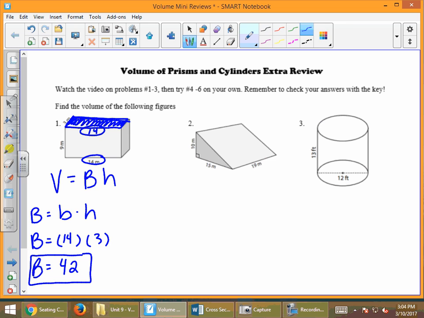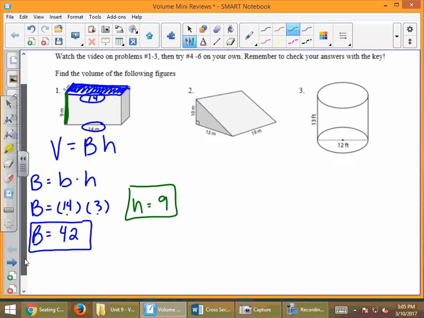Your second step is then to identify the height. Well, the height's what's connecting your two bases, and when it's a rectangular prism, we already multiplied 14 and 3 together. So we're done using those numbers. So you just have to look and see what other number did I not use yet, and that number is 9. So that's going to be your height. So your height's always kind of that third number that you haven't used yet.